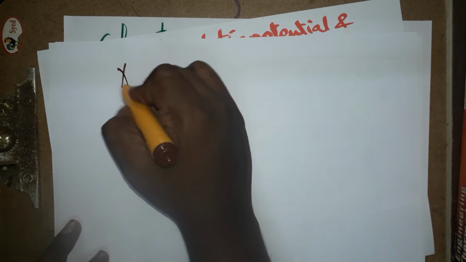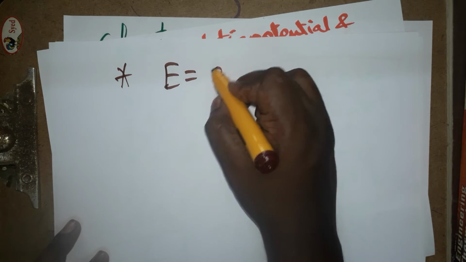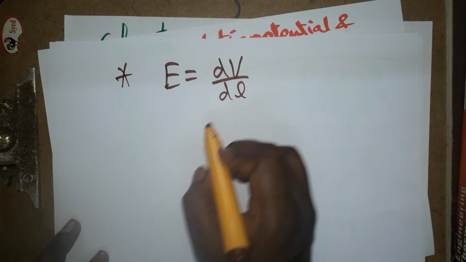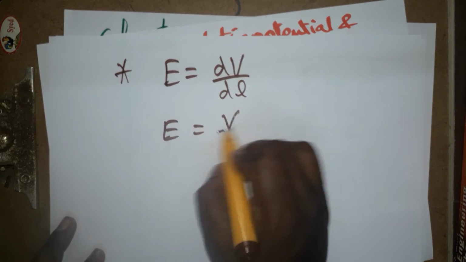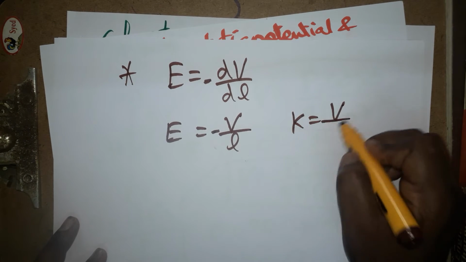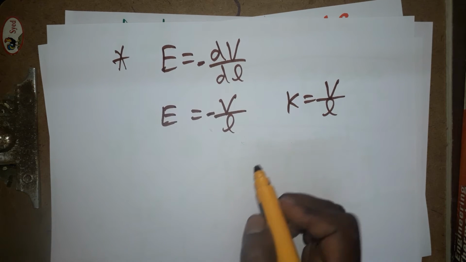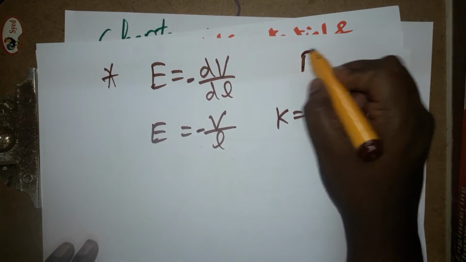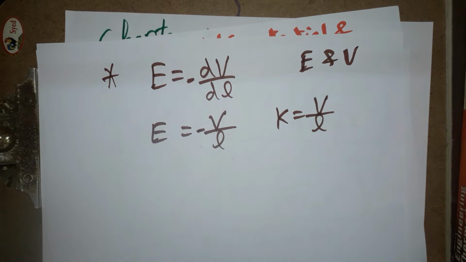The next thing is a very important relation: E is equal to dV by dl. Electric field is equal to volt per unit length, otherwise E is equal to V by L. The negative sign will come here. Otherwise K is equal to V by L, you can use anything. It is the potential gradient or electric field. This is the relation between E and V. It's a very important formula. It looks very simple, but it's very important.